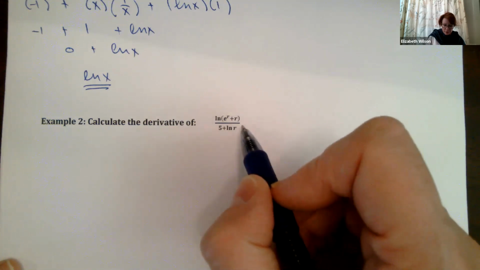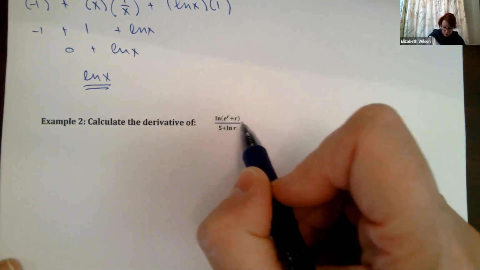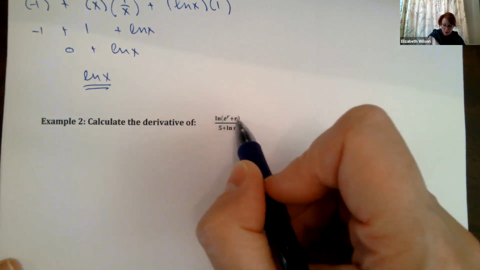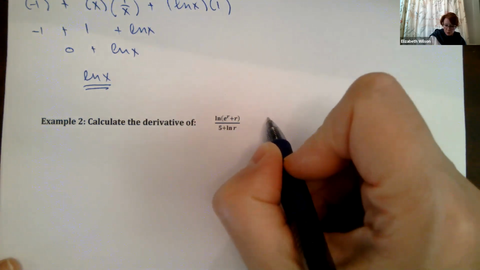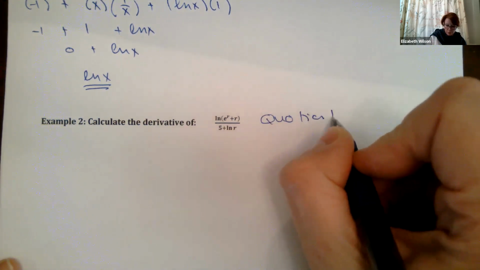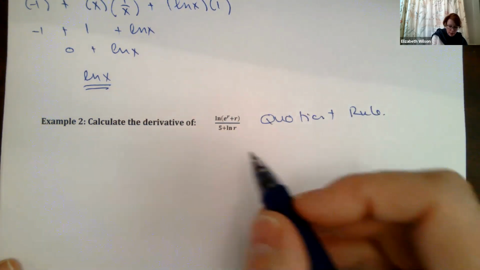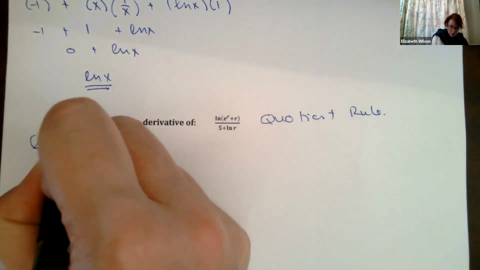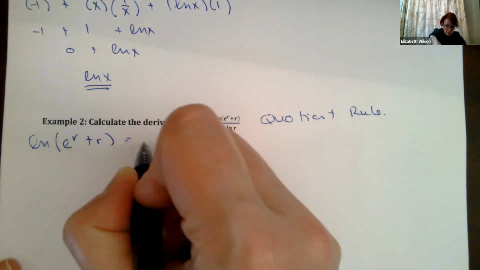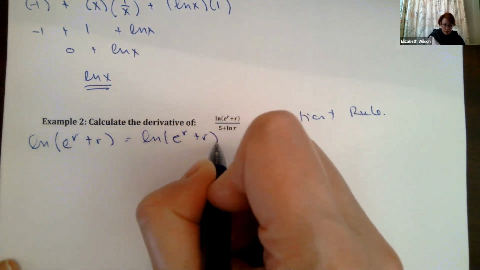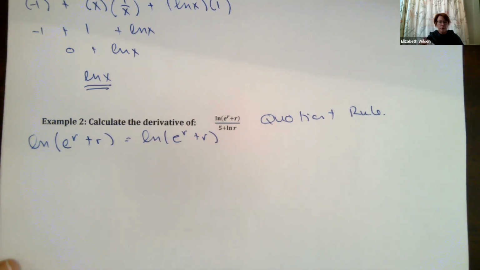Example 2, we're going to calculate the derivative of the natural log of e to the r plus r, all over 5 plus the natural log of r. This came out really small in type. Okay, so this one here, we have our quotient rule. The first thing I want to mention, though, is remember your properties of logs. ln of e to the r plus r, I cannot distribute the natural log to both of these terms. Absolutely cannot. This is equal to the natural log of e to the r plus r. That's it. I can't distribute. So don't think I'm going to distribute the natural log. No. You just have to work it.